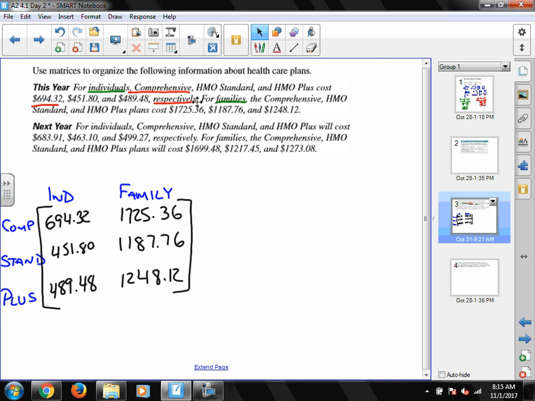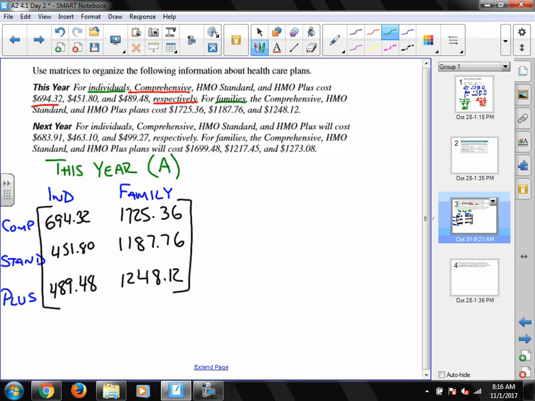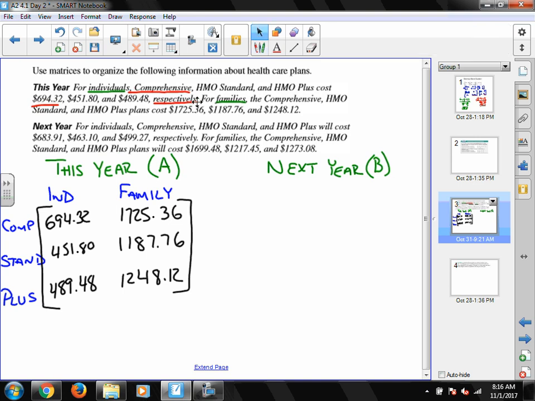And then we're going to label this one, we're going to call this one this year, since that's the information that we pulled from each category. And just for future reference, I'm going to call this matrix A. It'll help us with the next problem just by being able to refer to this year as A, and I will set one up for next year. I'm going to call that matrix B. Being able to refer to those as A and B is just going to save us a little bit of writing in the next problem. So we're going to use these same ones.